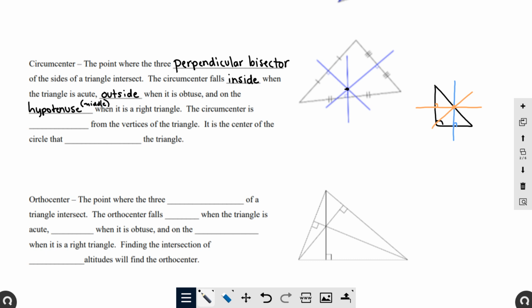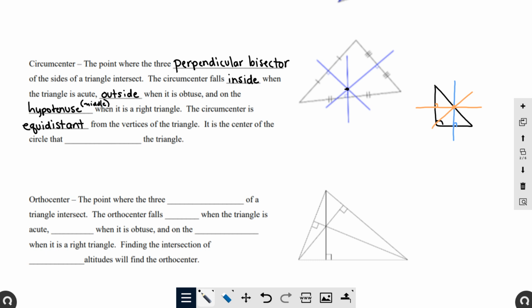So if you know what it's made up of, you could visualize it. You could think about where would it be. So perpendicular makes that right angle. Bisector hits it in the middle. So it's going to hit the middle of that hypotenuse. Now, the circumcenter is equidistant from the vertices of the triangle.